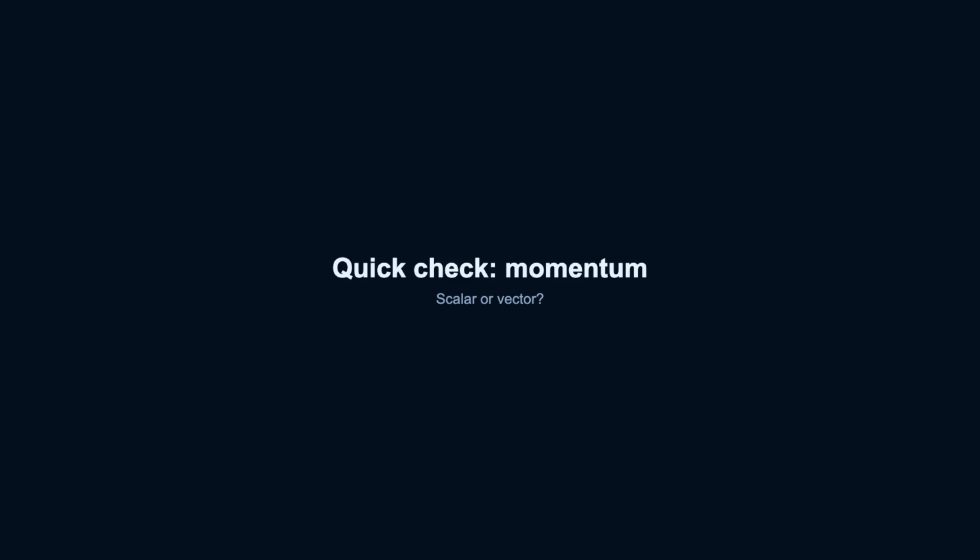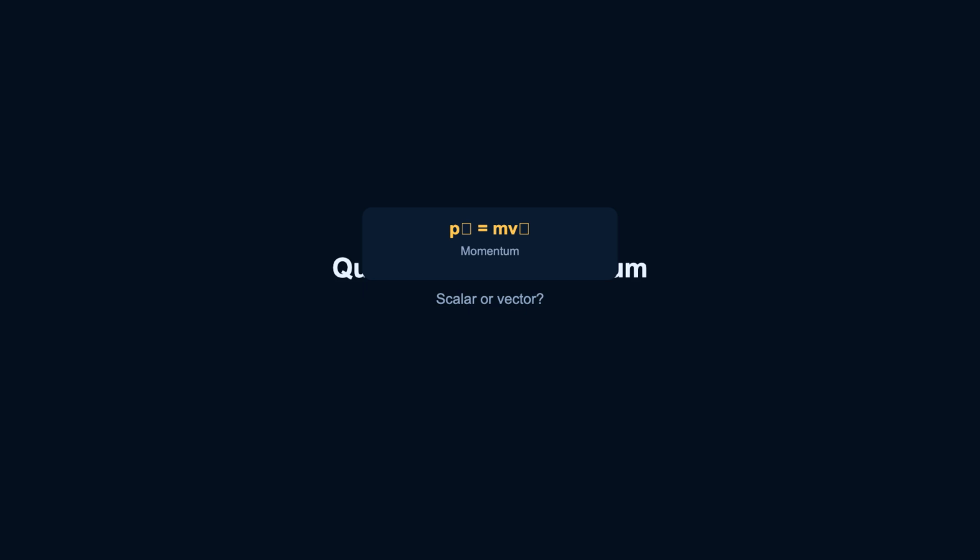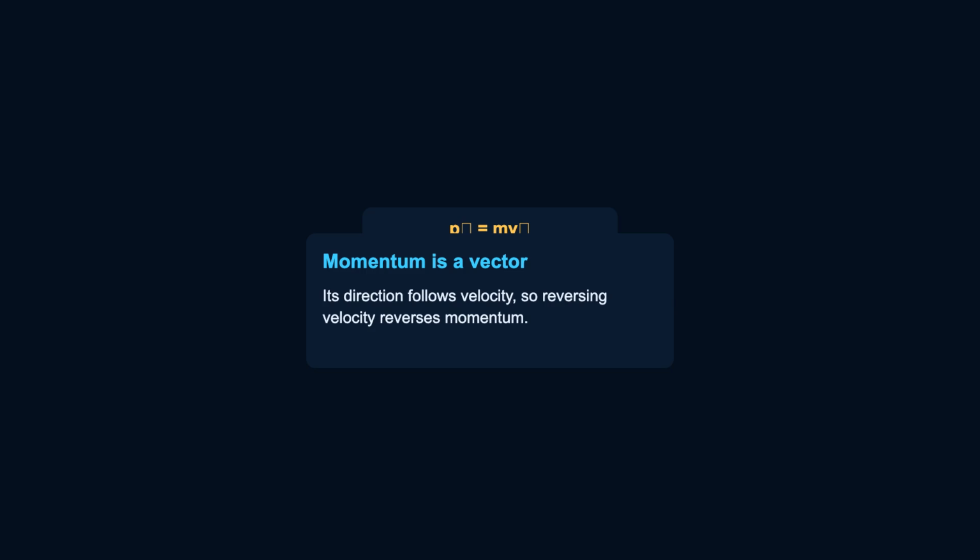Quick check. Is momentum a scalar or a vector, and why? Momentum depends on an object's velocity, and velocity itself carries a direction. Because reversing that direction changes the physical momentum, think of a ball bouncing back off a wall. Momentum must be classified as a vector, not a scalar.